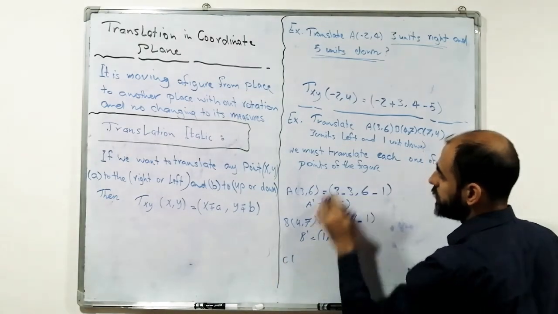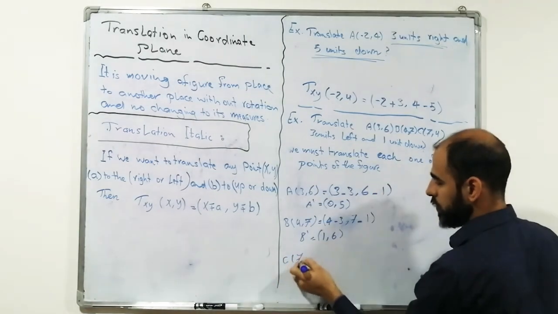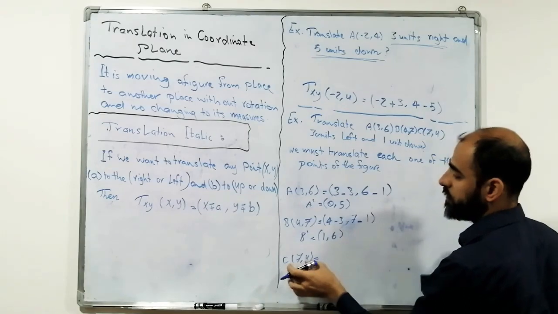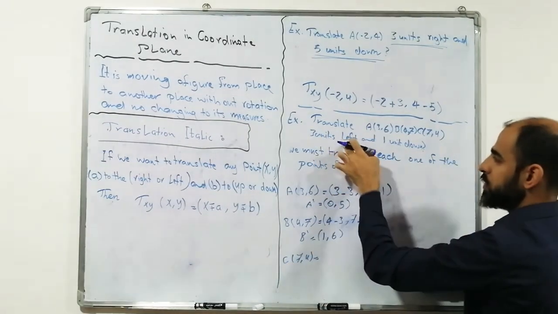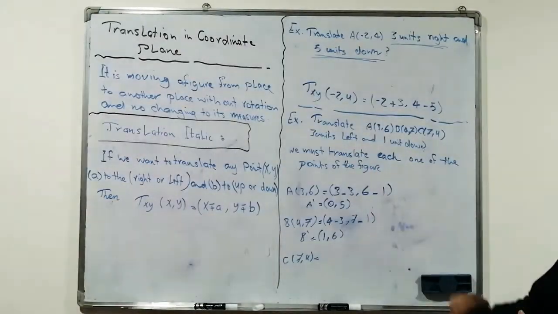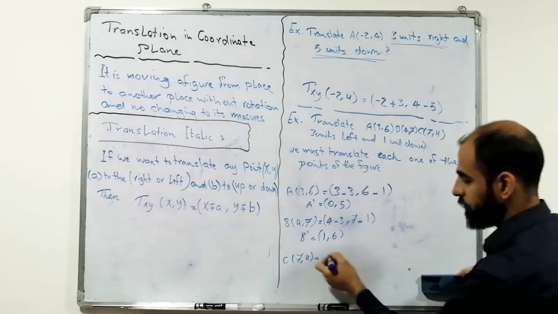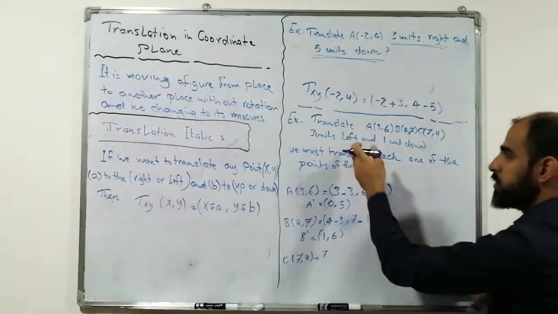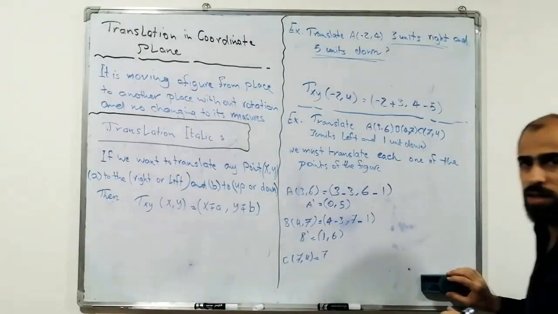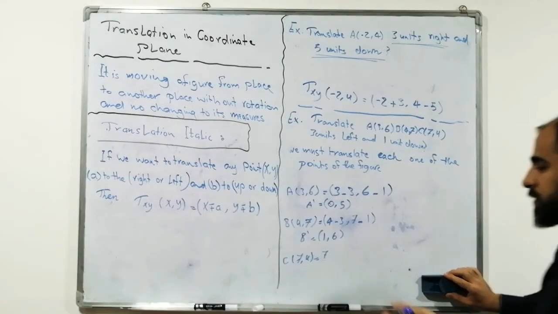Now C is 7 with 4. We have to translate it 3 units to the left. To the left means to the negative side of x. That means we subtract 3 units from 7. Why subtract? Because it is to the left. And from x, we have to subtract from 7.